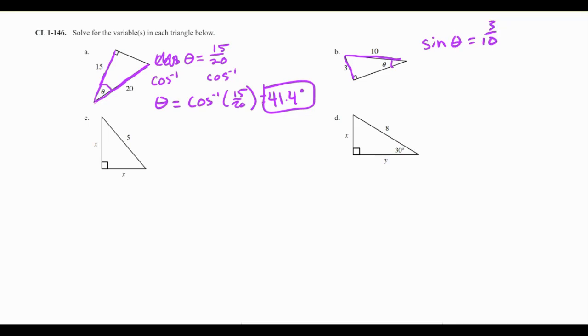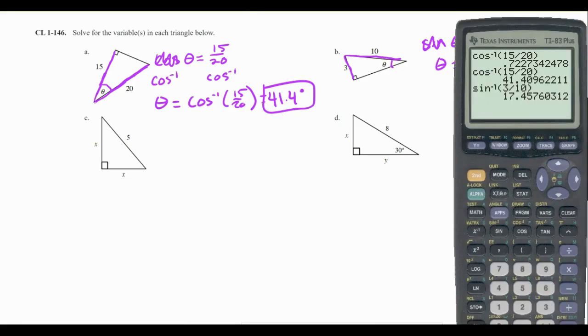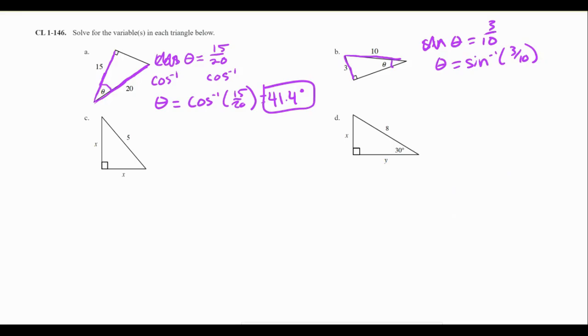So again, I used the inverse of sine to get rid of the sine. Sine inverse of 3 over 10. What did I say this was? 17.5. So 17.5 degrees for number 2.